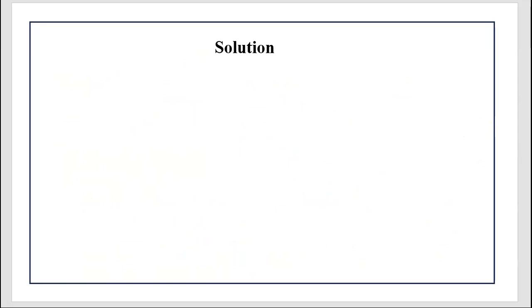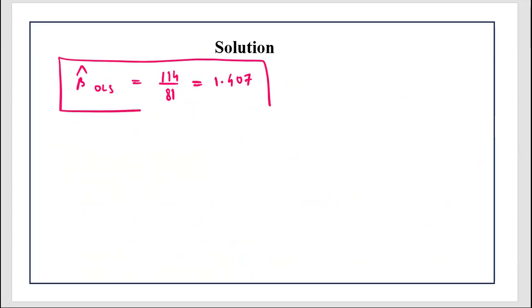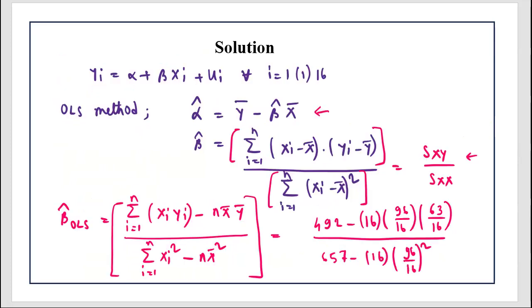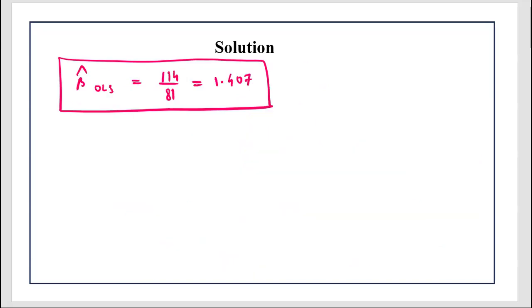Now I have already solved this expression. You can do this on your own in your free time. You will get something like this, 114 upon 81. And this will come out to be 1.407, right? This is what you will get. I am not going into the details of the solution. That is what you will be getting, right? So this is beta cap OLS.